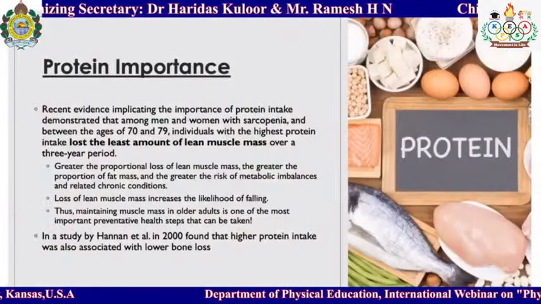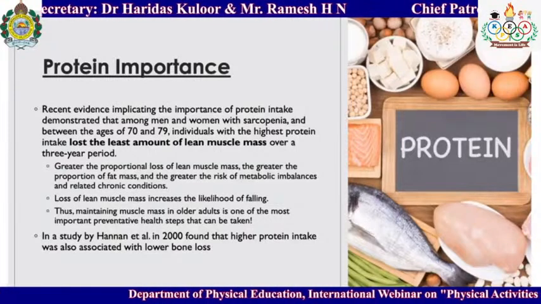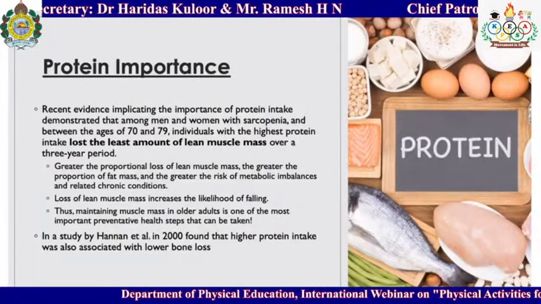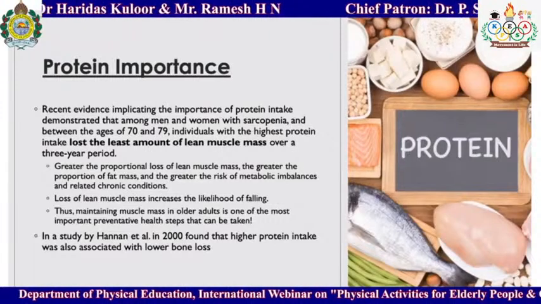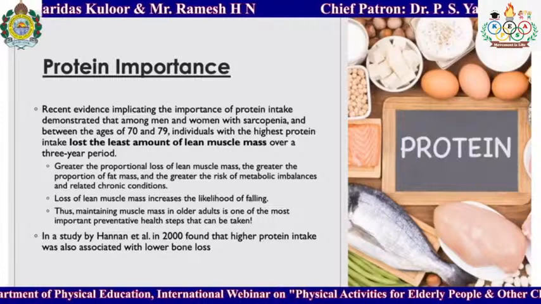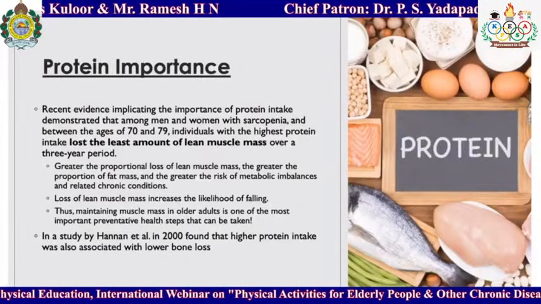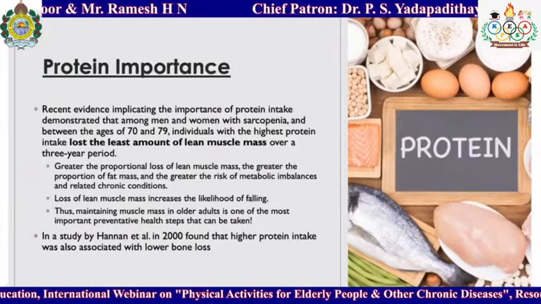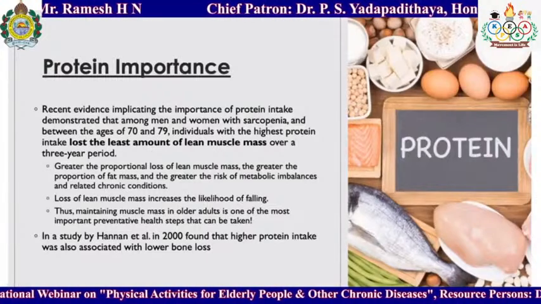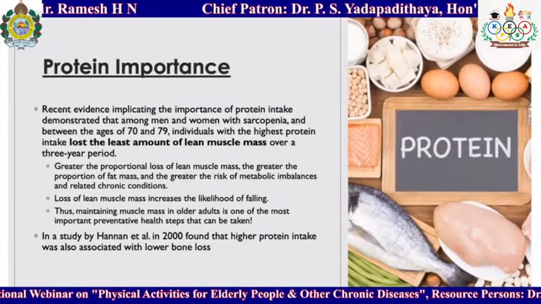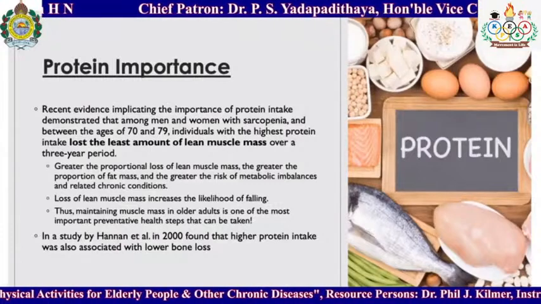Here's some more supporting evidence. For men and women with sarcopenia between the ages of 70 to 79, a study found that individuals with the highest protein intake lost the least amount of lean muscle mass over a 3-year period. So we saw a greater proportion loss of lean muscle mass. The greater the proportion of fat mass, the greater the risk of metabolic imbalances and chronic disease. So we really want to prevent that loss of lean muscle mass.